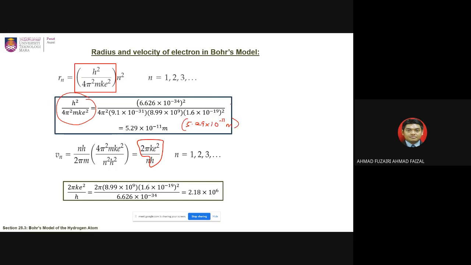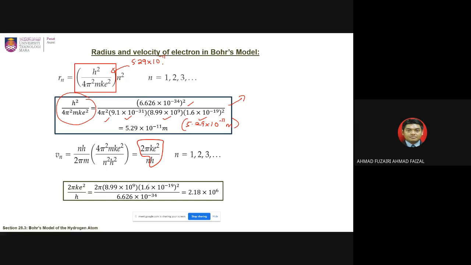How can they confirm it? Because they have already calculated it here. h is a constant value, 4 pi is a constant value, m is the mass of the electron, also a constant value, and lastly e is also a constant value. So that's why they put this inside the bracket, because they already know this value will be 5.29 times 10 to the power of negative 11 meters. You just need to know which orbit you have to find in the Bohr model.